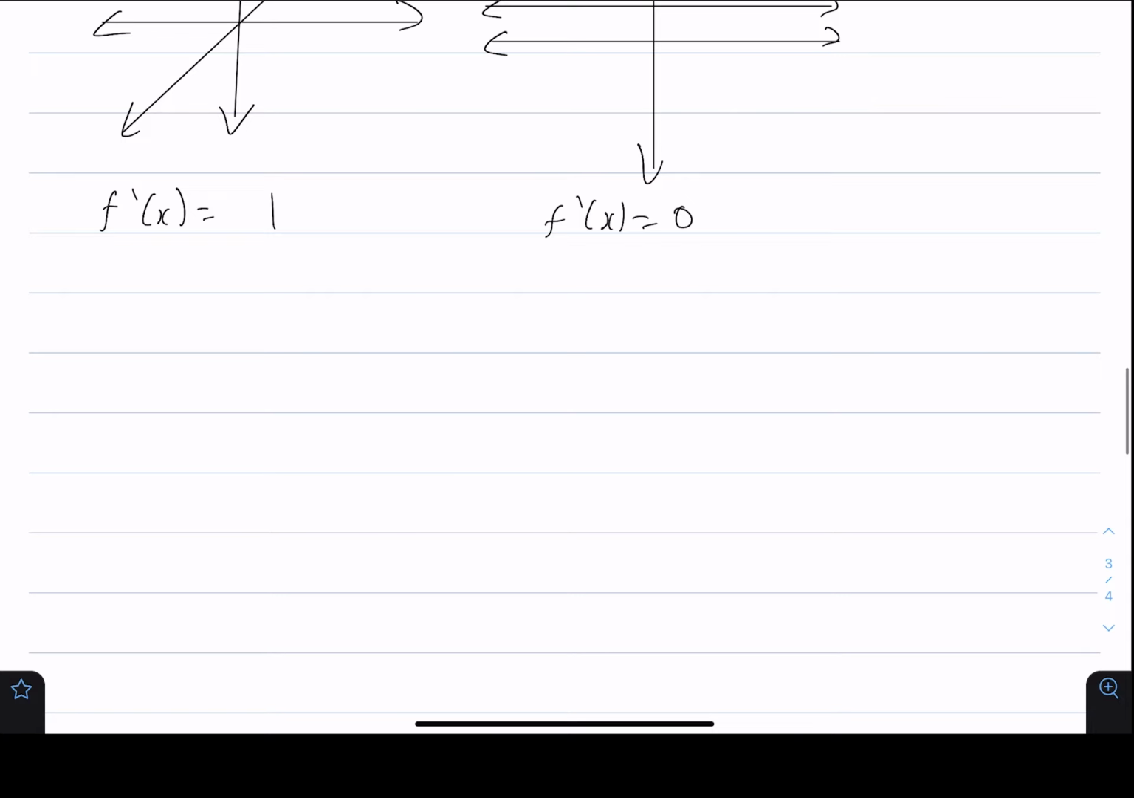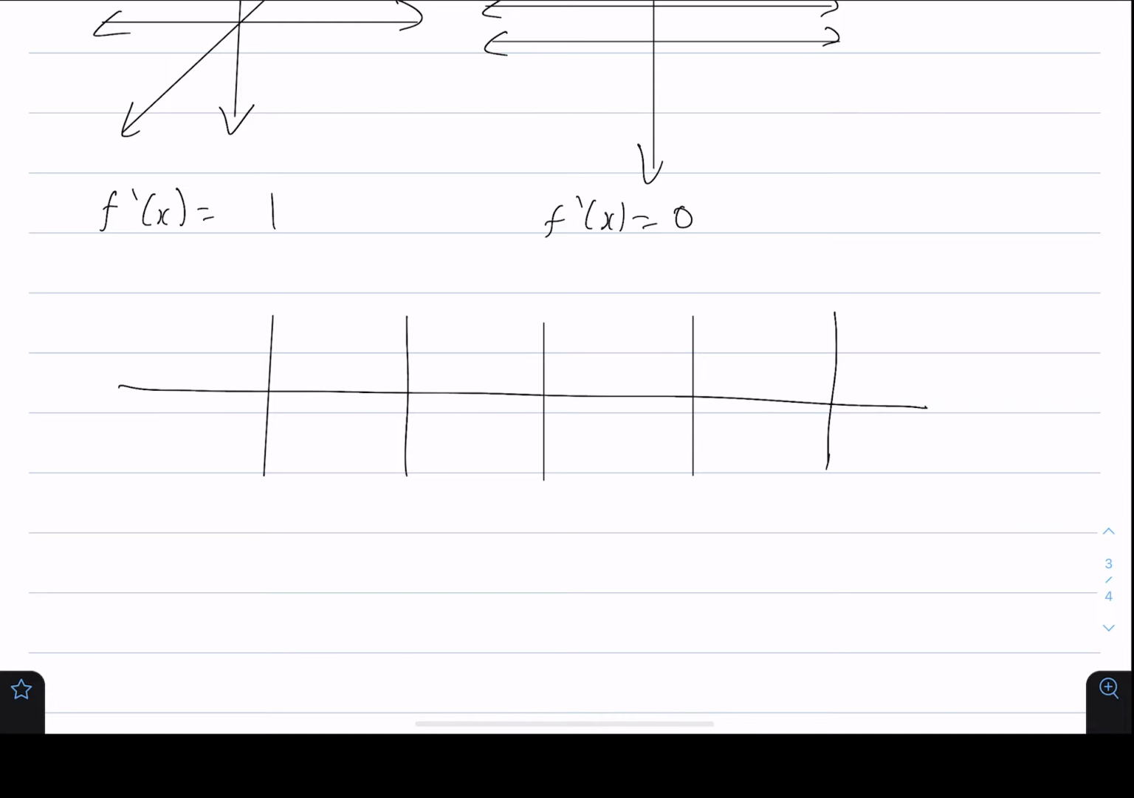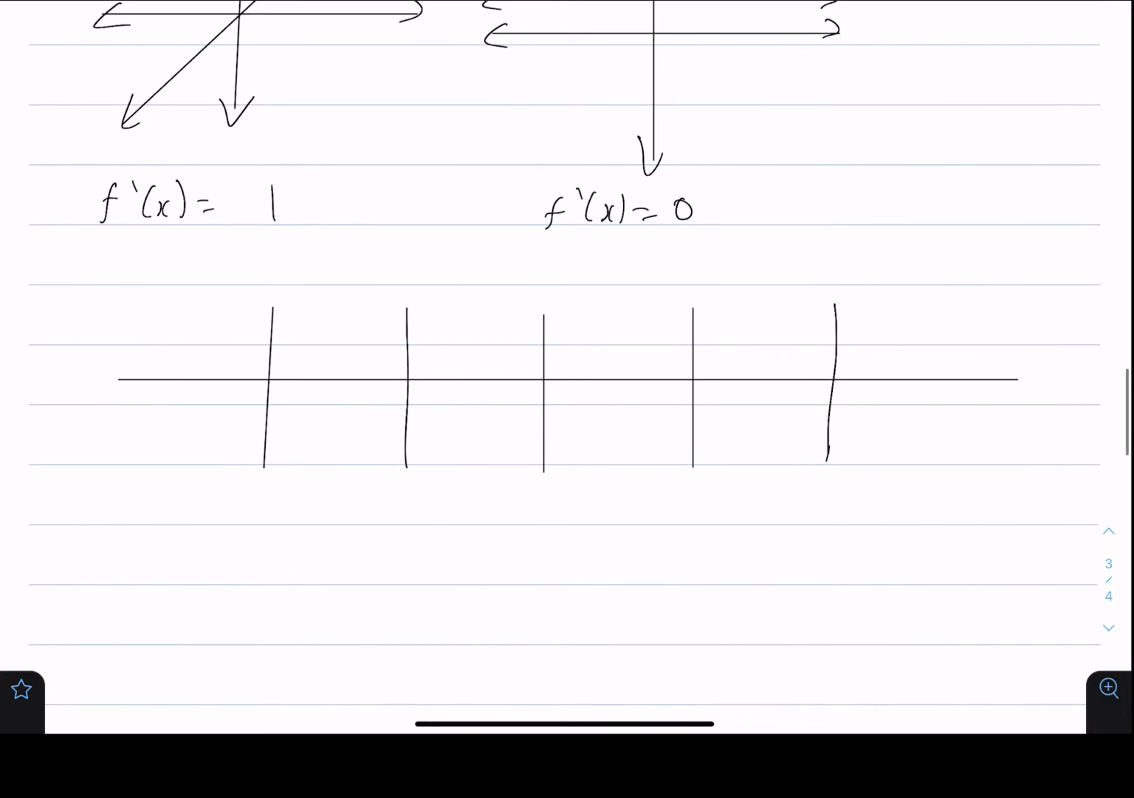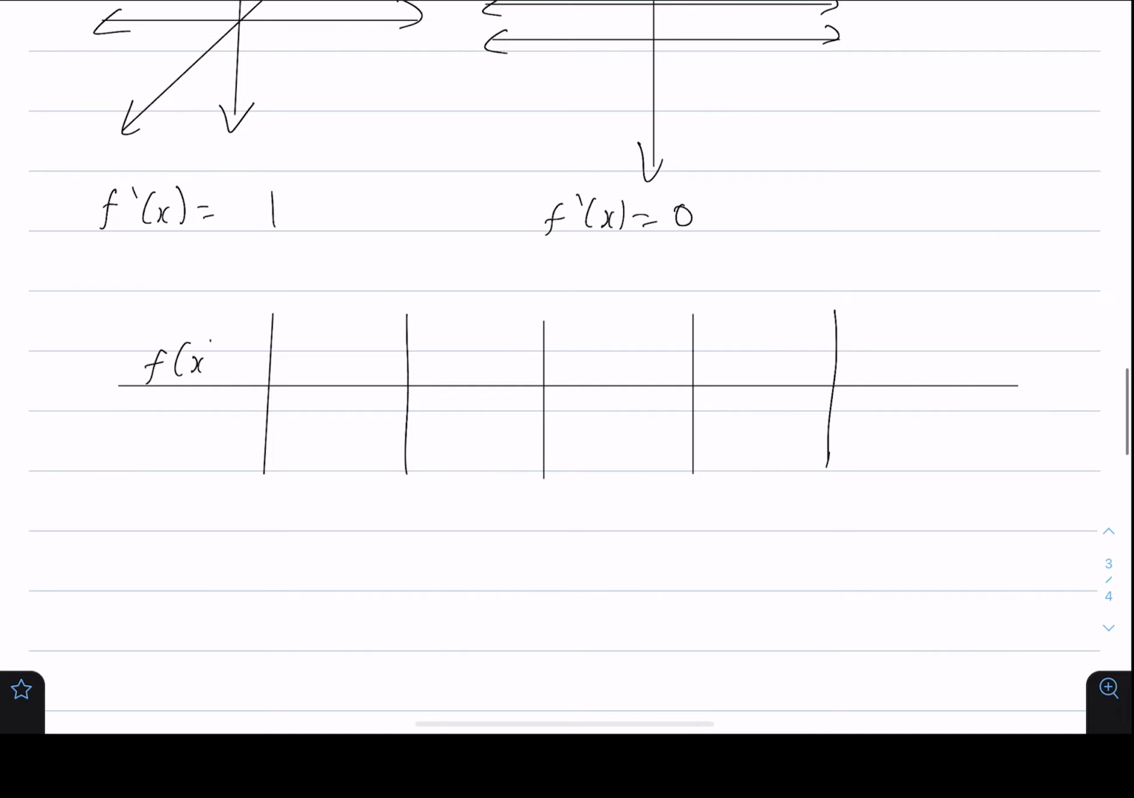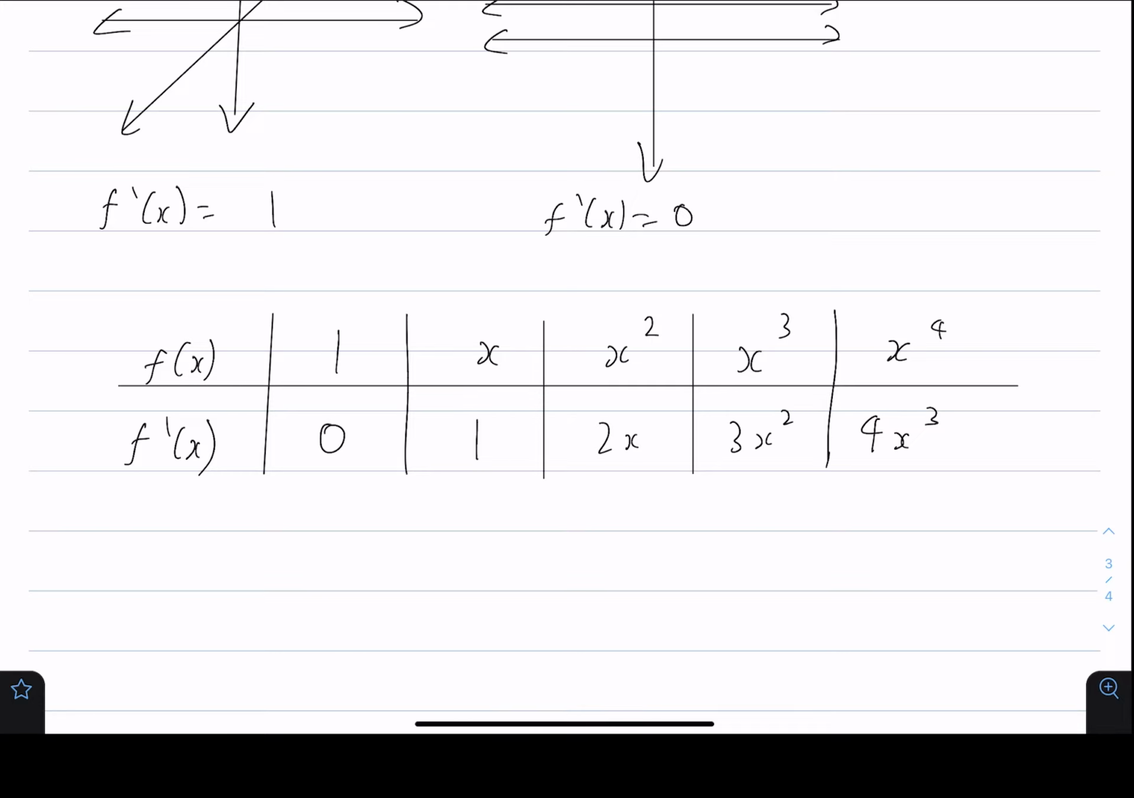So we can actually make sort of a table of what we've found so far with our derivatives of common functions. Alright, let's have f of x up here and f dash of x down here. So far we found 1, x, x squared, x cubed, x to the power 4. And their derivatives being 0, 1, 2x, 3x squared, and 4x cubed.